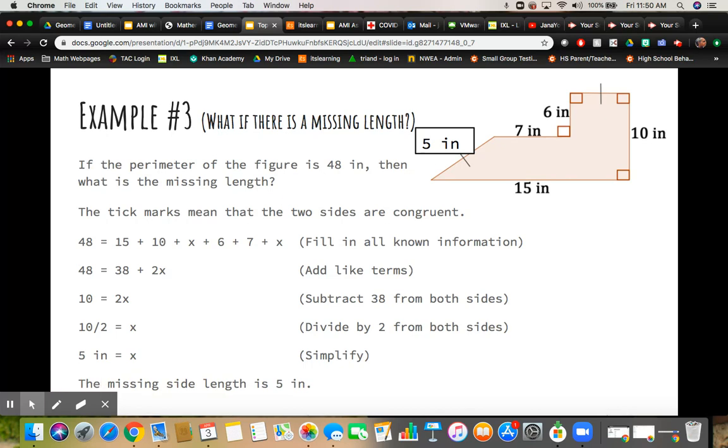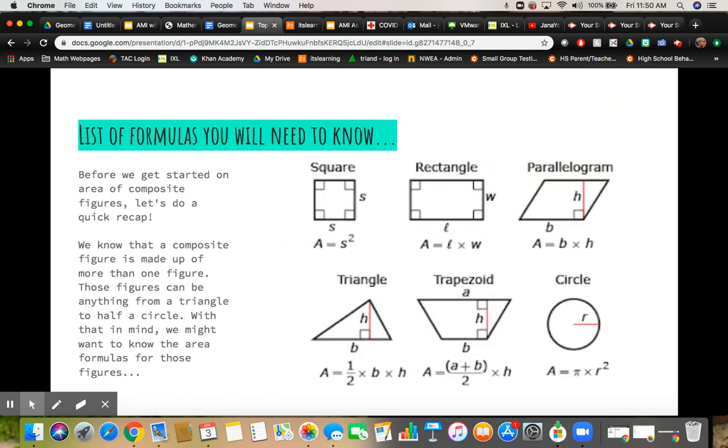The missing side length is 5 inches. Well, now that we've talked about the perimeter of a figure, let's talk about the area of the figure. But before we do that, we need to know a few formulas. We know that a composite figure is made up of more than just one figure. It can be composed of anything from a triangle to a half circle. With that in mind, let's talk about those formulas real quick.